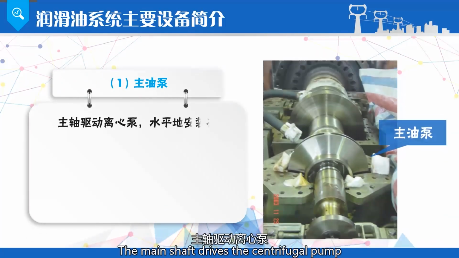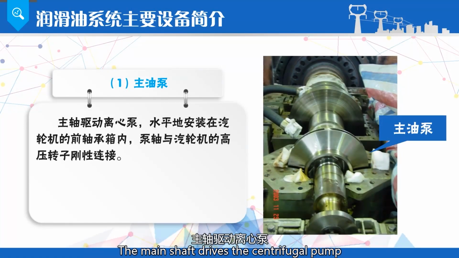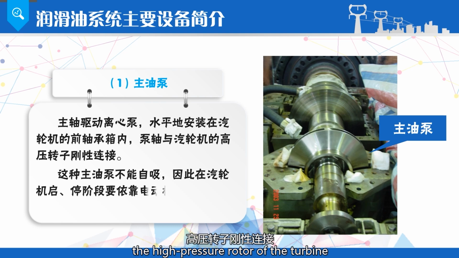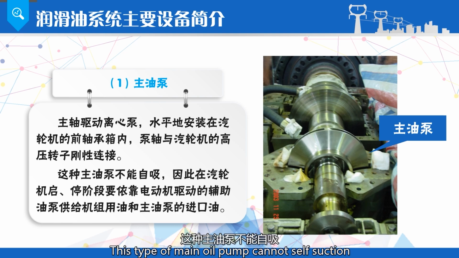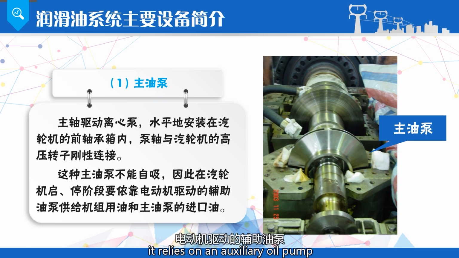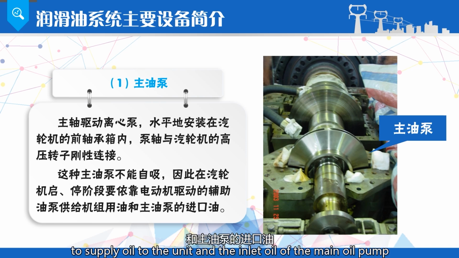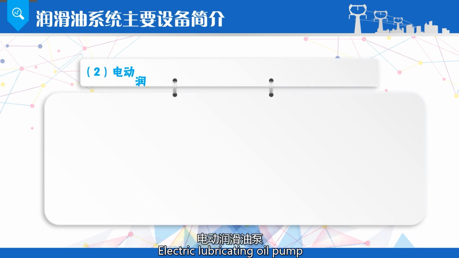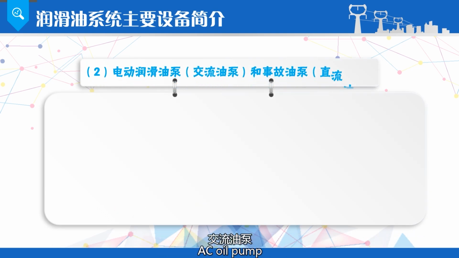Main oil pump. The main shaft drives the centrifugal pump, which is horizontal and installed in the front bearing box of the turbine. The pump shaft is rigidly connected to the high-pressure rotor of the turbine. This type of main oil pump cannot self-prime, so during the startup and shutdown stages of the turbine, it relies on an auxiliary oil pump driven by an electric motor to supply oil to the unit and the inlet oil of the main oil pump. Electric lubricating oil pump, AC oil pump, and emergency oil pump, DC oil pump.